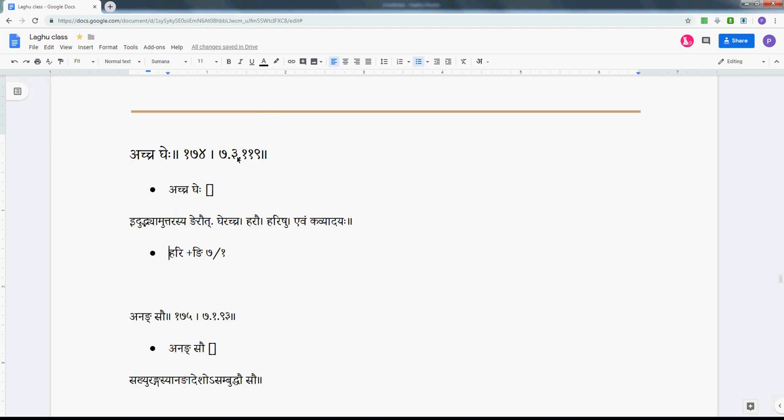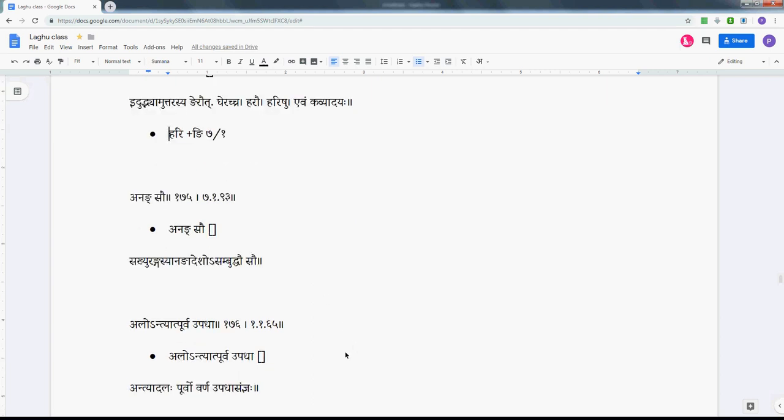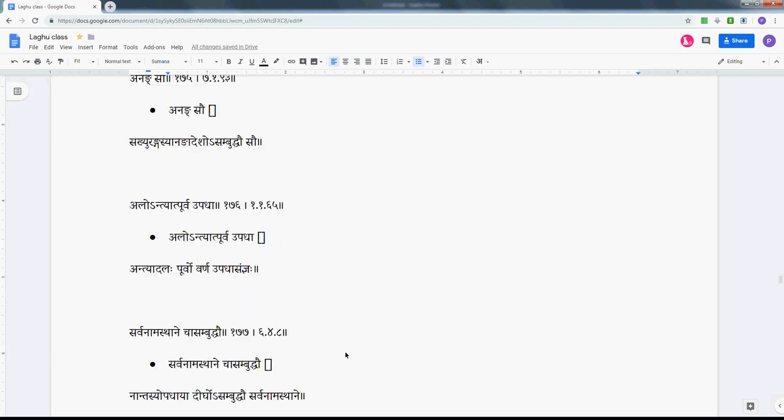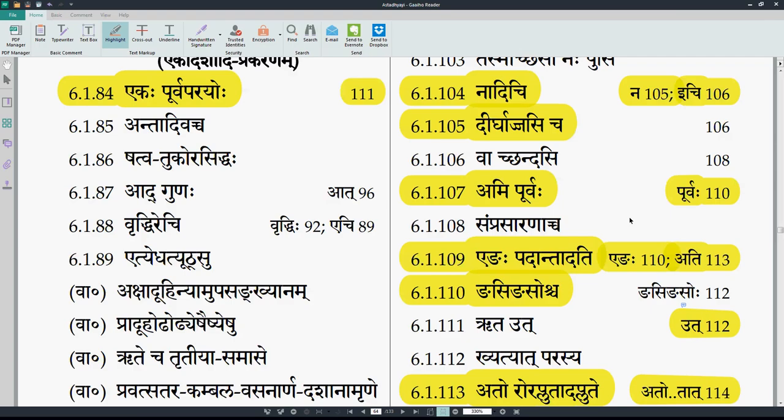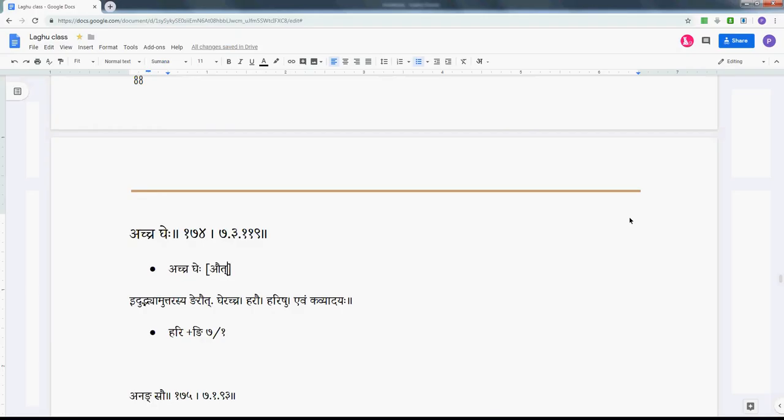Earlier sutra is 7.3.111, somewhere here. 7.3.111. Okay. Achyaghehe, there is Aut, Achyaghe. Here it says Aut. This Aut which is there is an anuvritti in this sutra. Otherwise, Aut and Achyaghe would be one single sutra. What does our sutra patha have? 7.3.119. Okay.